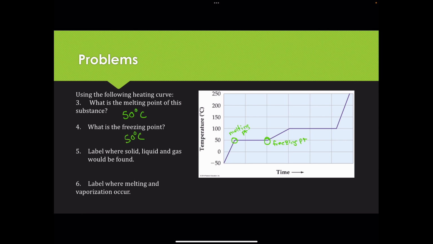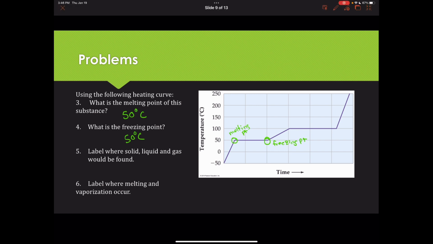Notice these are the same temperature. So the melting point and freezing point of water is 0 Celsius. Which direction we go in depends on if we are adding or removing heat. So if we're adding heat, we're going to melt. If we are removing heat, we're going to freeze.